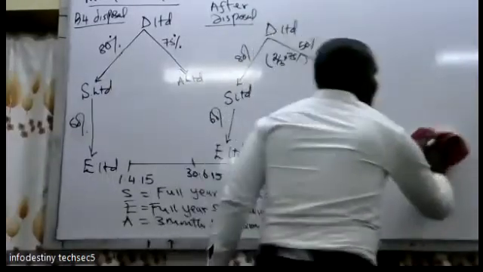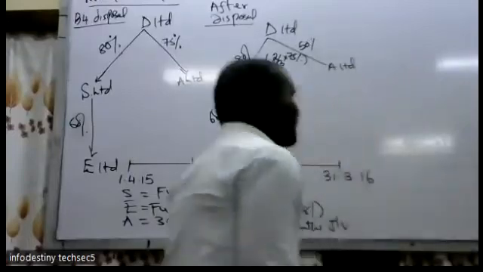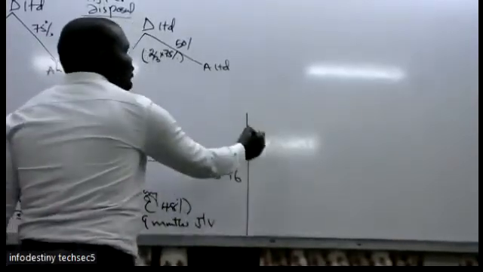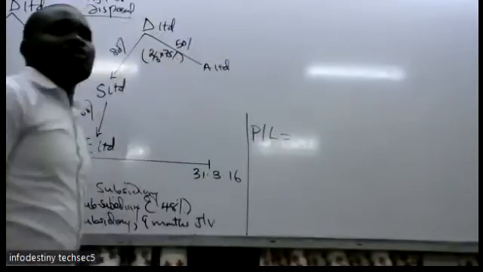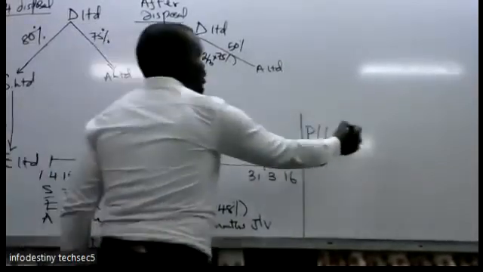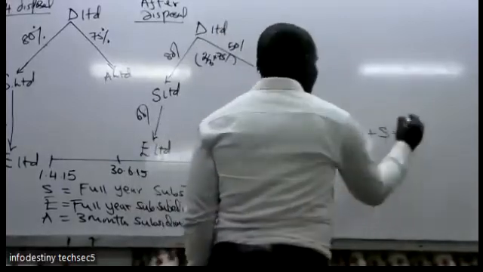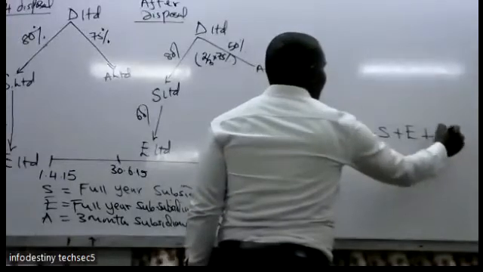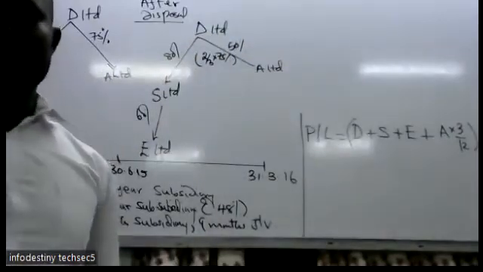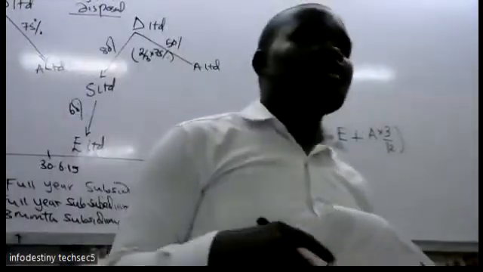So after that, you write how you are going to consolidate for them. So how are we going to consolidate for P&L? We don't even want to know whether P&L is there or not. Of course, D must be there. So it will be D plus S plus E plus A, but A for how many months? 3/12. So when you are doing P&L, that is what you are supposed to do. You will take D in full, S in full, E in full, then A only for 3 months.